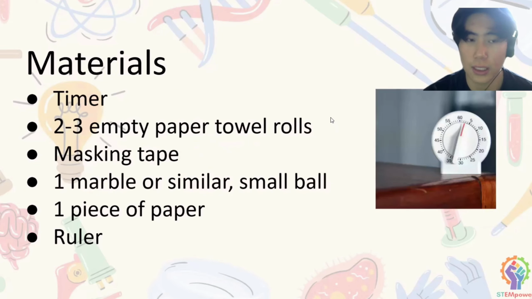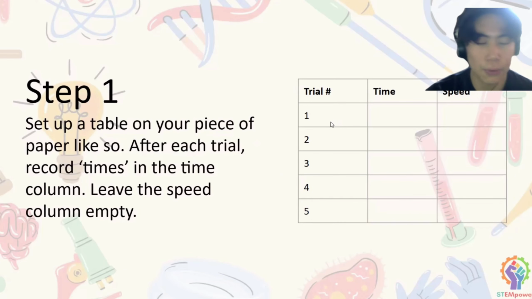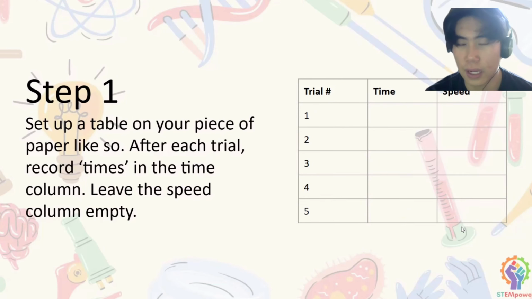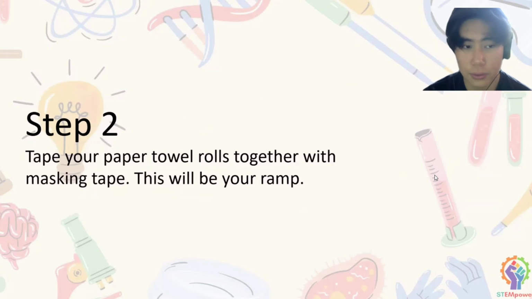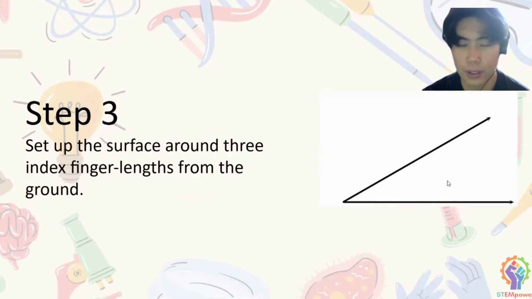Here are the materials you're going to need: a timer, 2 to 3 empty paper towel rolls, some masking tape, 1 marble or similar small ball, a piece of paper, and a ruler. Step 1 is setting up a table like the one on the right. You have trial, time, and speed, with 5 trials, and leave the speed column empty for now. For each trial, we're going to be recording a time. Step 2, place your paper towel rolls together with masking tape. This will be your ramp. Now, with the ramp, we're going to set up a slope 3 finger lengths from the ground.